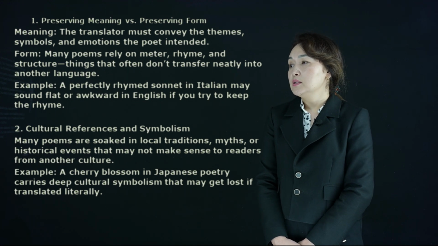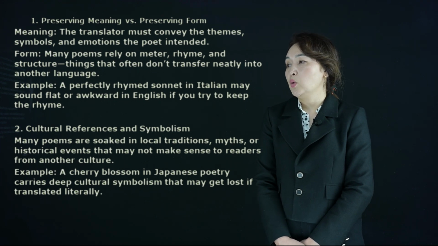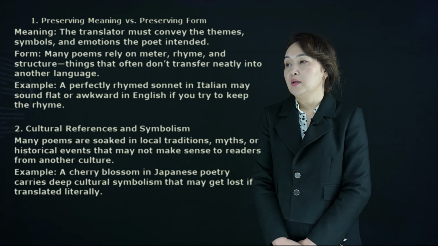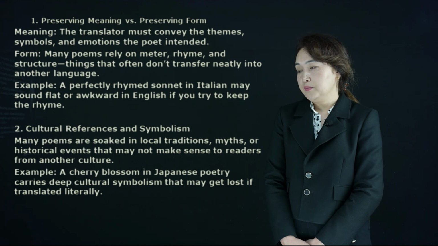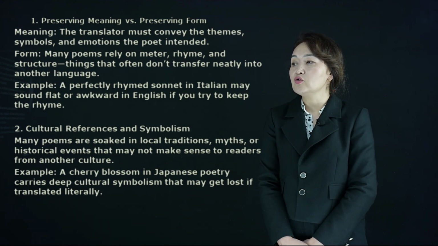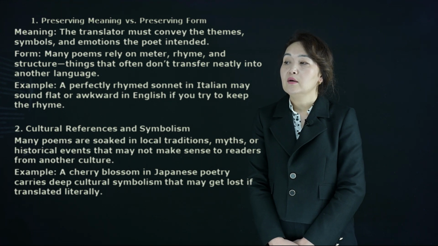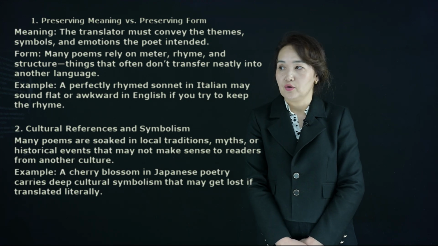The second is cultural references and symbolism. Many poems are soaked in local traditions, myths, or historical events that may not make sense to readers from another culture. For instance, a cherry blossom in Japanese poetry carries deep cultural symbolism that may get lost if translated literally.